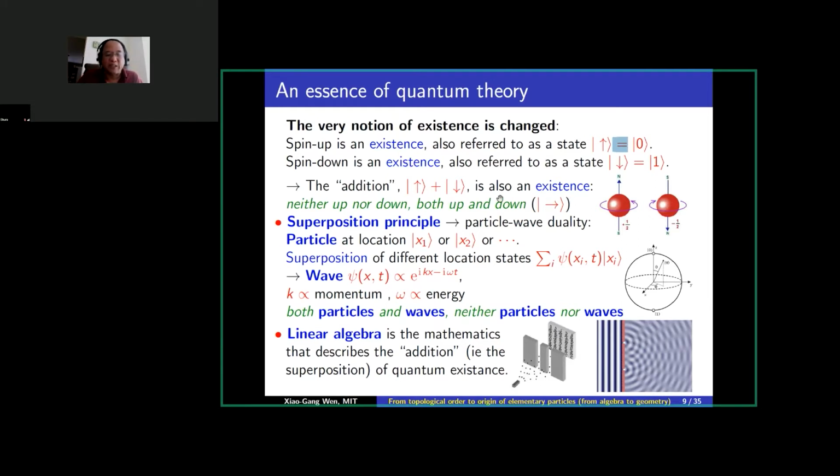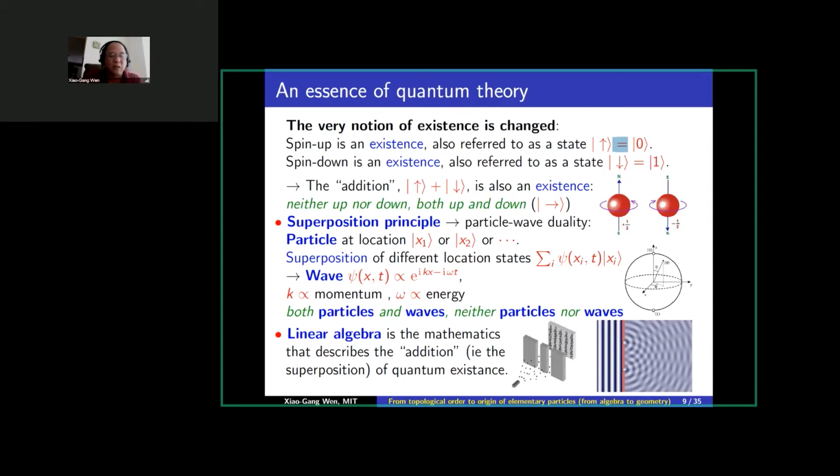They also exist. Actually, spin up plus spin down corresponds to spin in a horizontal direction, say the x direction. And spin up minus spin down is like spin in the minus x direction. So this kind of superposition also exists. That's called the superposition principle. Under the superposition principle, we can understand why the particle and the wave are a similar thing.